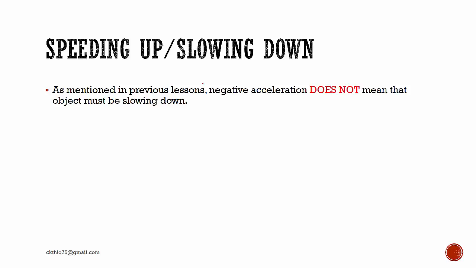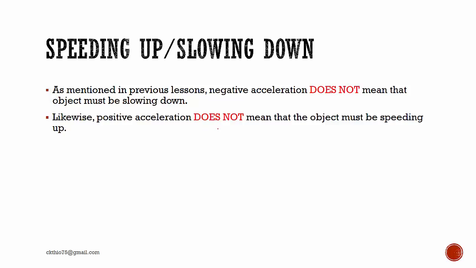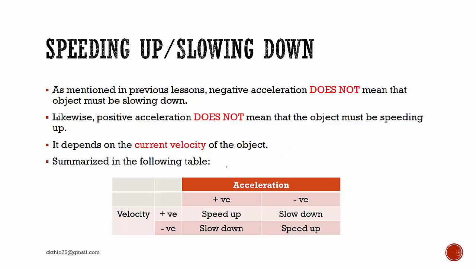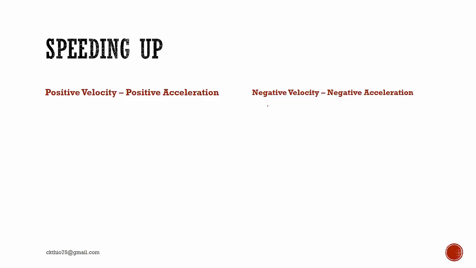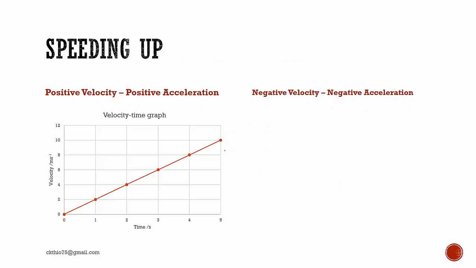Right now we talk about how we identify whether the object is speeding up or slowing down. If you refer to my previous lessons, negative acceleration does not mean that the object must slow down, and positive acceleration doesn't mean that the object must be speeding up. It really depends on the current velocity of the object. If you don't recall this idea, I strongly recommend that you look at one of my previous lessons on acceleration. It can be summarized in the following table: positive and negative velocity, and positive and negative acceleration. This will be the pattern.